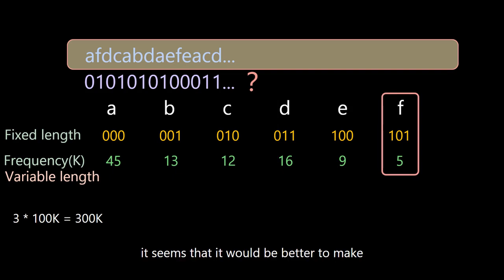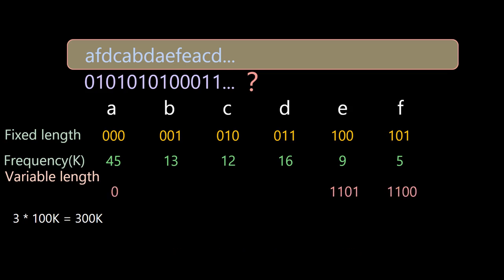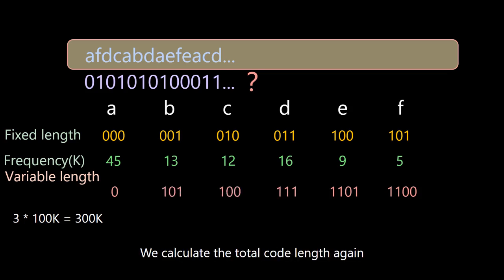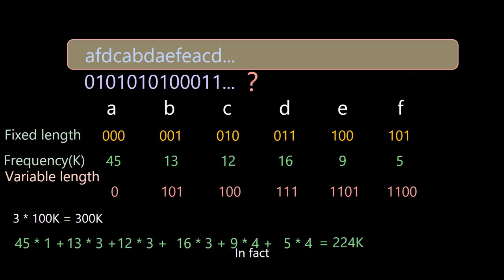Therefore, it seems it would be better to make the code for A, which occurs more often, shorter, and the codes for E and F, which occur less often, a bit longer, with the rest in the middle. We calculate the total code length again. The 45 of A is multiplied by 1, the 13 of B is multiplied by 3, and so on. The total is 224,000, which is a lot less. In fact, this is already the optimal solution. As for how variable length encoding comes about, we will introduce it later.